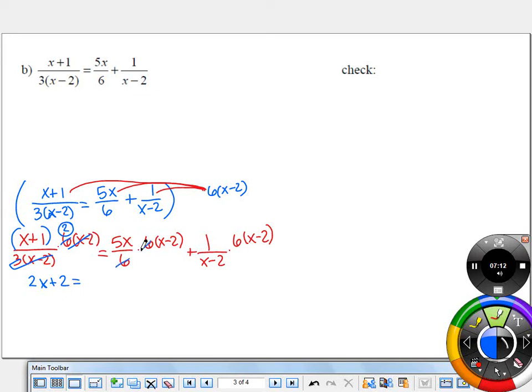Here, the 6 will cancel. The 5x needs to multiply the x minus 2, and again, that does involve distribution. So we have 5x squared minus 10x. In the third term, when the x minus 2 cancels, we're just left with 1 times 6, which gives us 6. I notice it's a quadratic because of the squared value, and so I'm going to use some of my quadratic methods to solve.